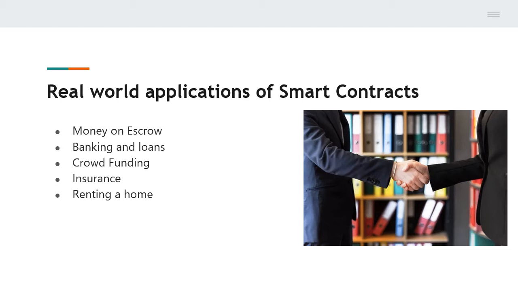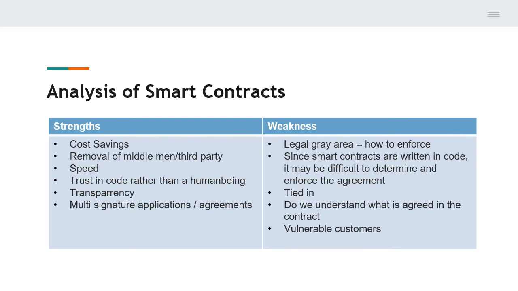So there are a lot of applications for this, anything from banking to insurance, and a lot of real world applications that I'm generally very excited about. So let's have a quick look at what some of the strengths are, but there are also some weaknesses that I briefly want to explore. So let's carry out a brief analysis of smart contracts.